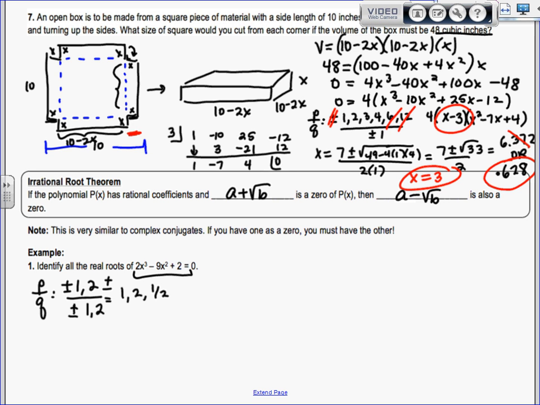I've tried all the easy ones, I guess. I've tried 1, I've tried 2, it doesn't work. I've tried -1 and -2, it doesn't work. It's a fraction. We have to go with it. Synthetic division with fractions often is not bad. So if I do 1/2 with my synthetic division, I have 2x cubed, -9x squared, 0x, and 2. Do not forget the 0.